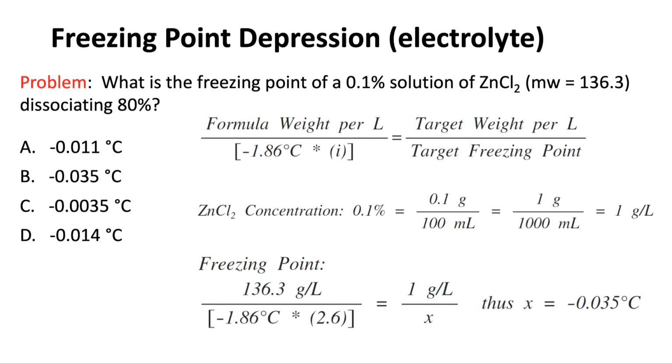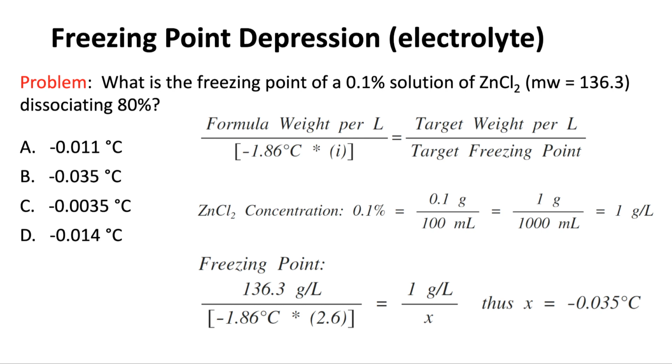Okay, let's set that equal to the concentration we have of the zinc chloride, which was 1 gram per liter. And now what we're solving for on the bottom, what we set as X, is the actual freezing point depression that will be caused by that concentration. All right? So if we solve for X, we take negative 1.86 times 2.6 times 1 divided by 136.3. X numerically would equal negative 0.035 degrees Celsius. So this solution of 0.1% zinc chloride essentially causes a negative 0.035 degrees Celsius depression.